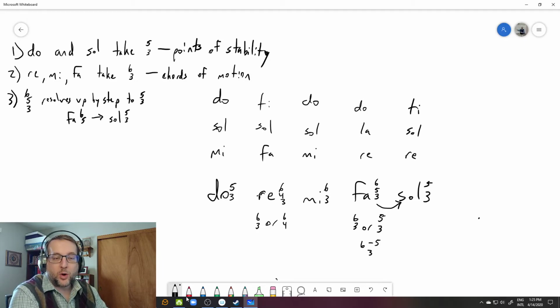When we go up the ascending tetrachord, the sol, la, ti, do, you guessed it, right before the do 5-3, I'm going to have a ti 6-5. And so that 6-5 going up the scale, always right before you hit the 5-3. So 6-5-3 resolves up by step to 5-3, and it's just the special, it's the upward dissonance.